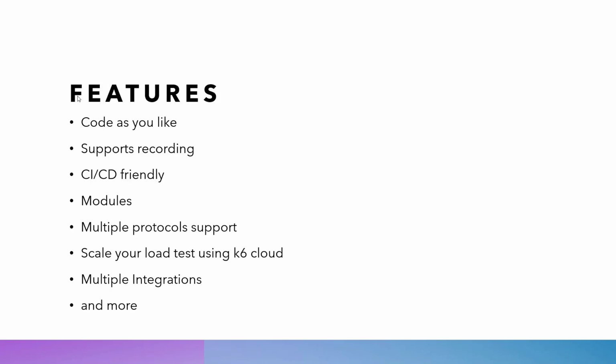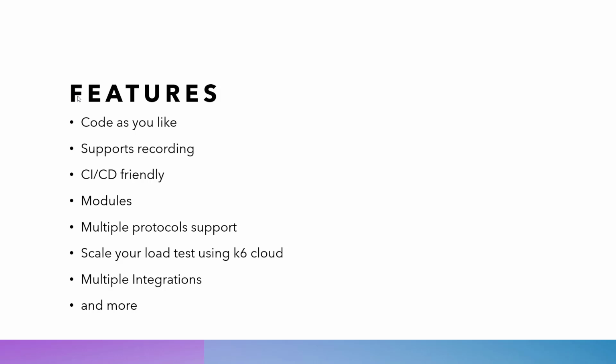K6 is not just like any other performance testing tool where you will get the point and click interface. You can get started with your performance requirements by writing your JavaScript. Also, it supports recording. There is an extension available in the Chrome browser where you can record your transactions and then you can import it as JavaScript. And also K6 has the CLI nature so that you can easily integrate with your CI/CD pipeline. And there are a lot of modules available. You can check out the K6 documentation. You can just import the relevant modules and then you can start writing your performance requirements.